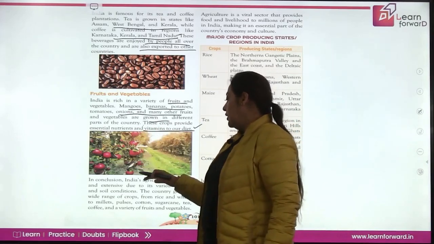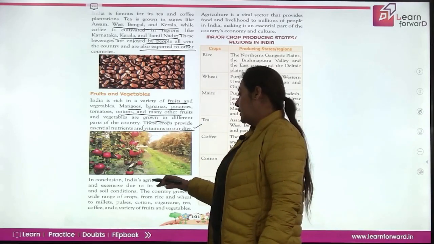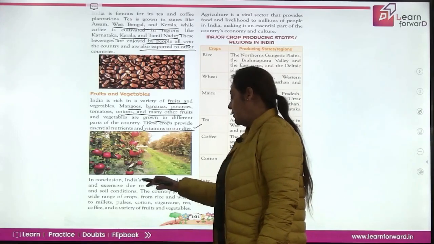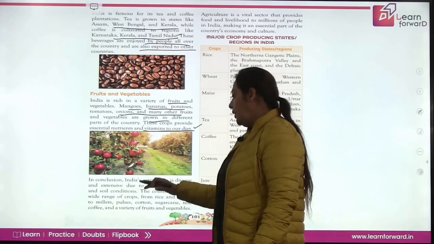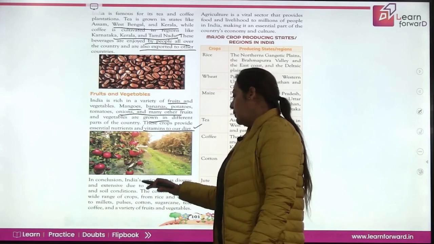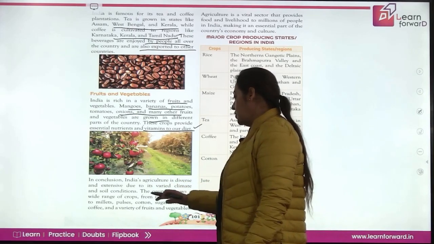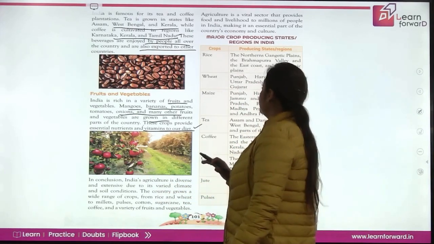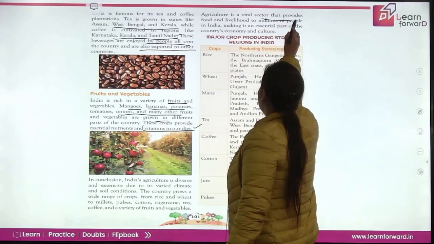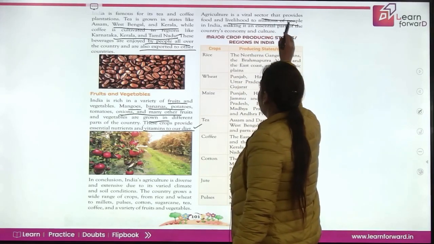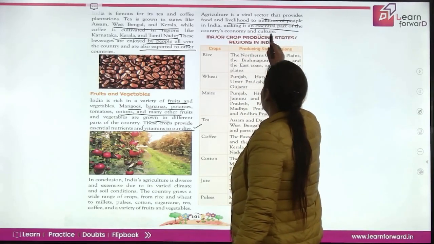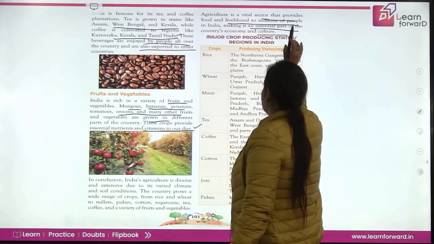In conclusion, India's agriculture is diverse and extensive due to varied climate and soil conditions. The country grows a wide range of crops from rice and wheat to millets, pulses, cotton, sugarcane, tea, coffee, and a variety of fruits and vegetables. Agriculture is a vital sector that provides food and livelihood to millions of people in India, making it an essential part of the country's economy and culture.